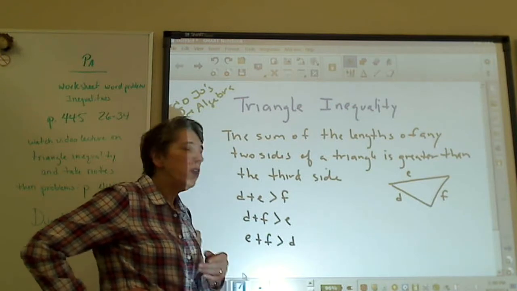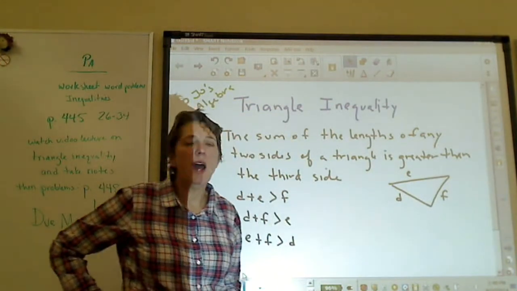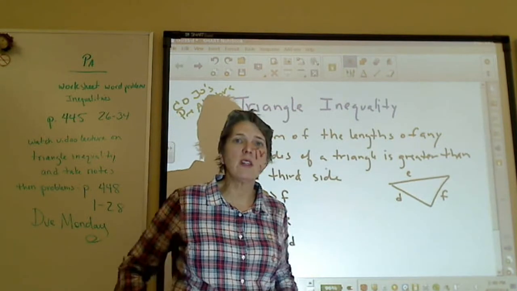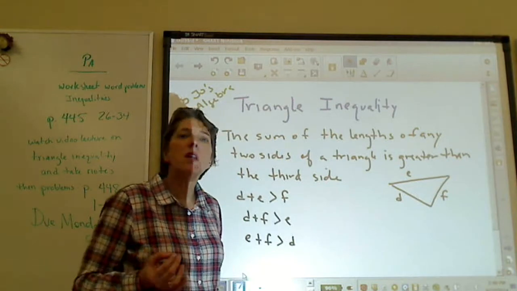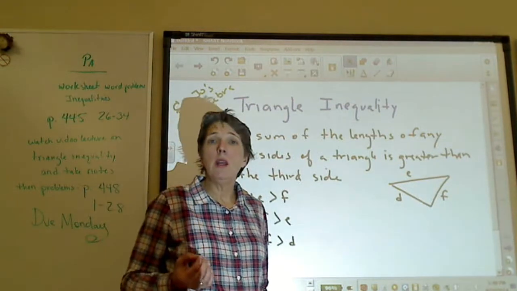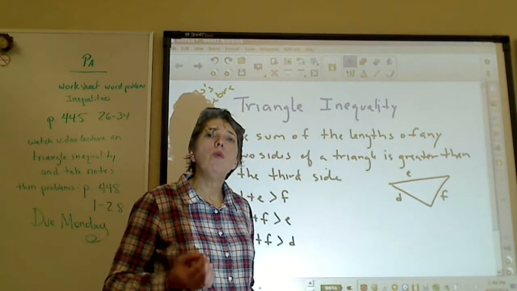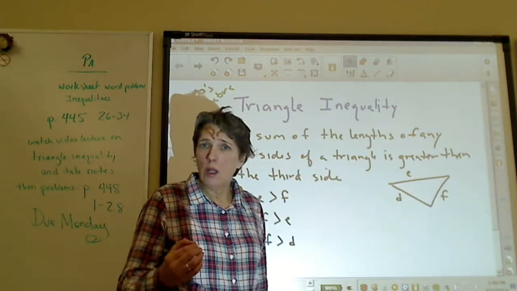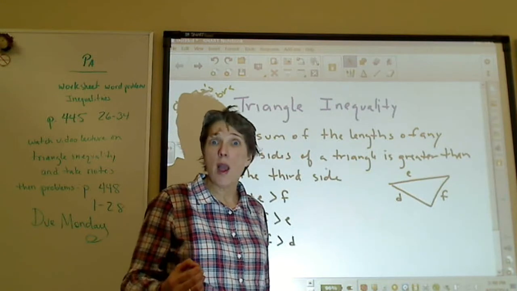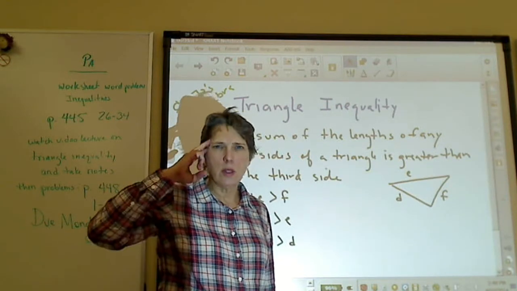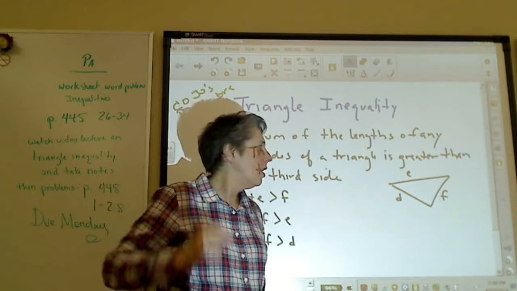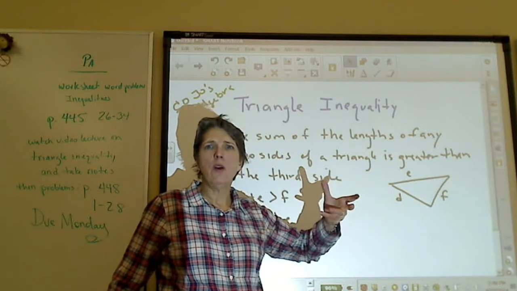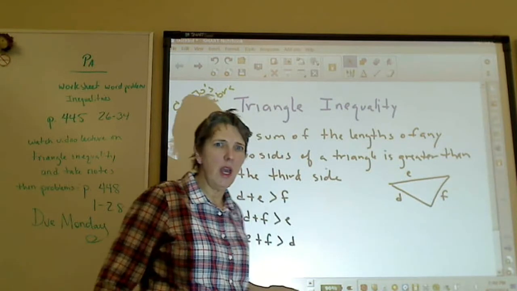Now notice, we used the letters D, E, F. We did not use the letters A, B, C. Do you know why? I hope you said because of the Pythagorean theorem. If you see the letters A, B, C, you should immediately think about the Pythagorean theorem and wonder if this is a right triangle. The Pythagorean theorem is only associated with a right triangle, A, B, C. Those are the two legs and the hypotenuse. The triangle inequality is associated with every triangle, and that's why they named those sides D, E, F.